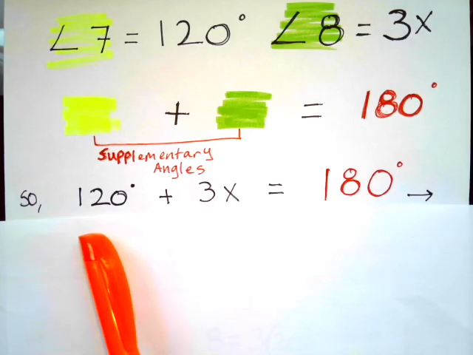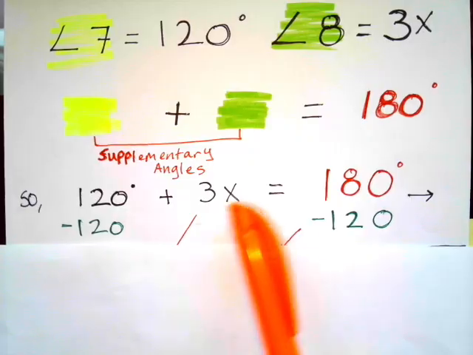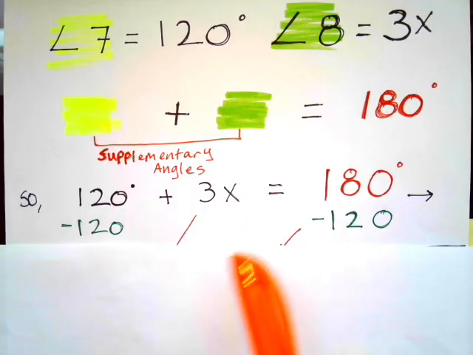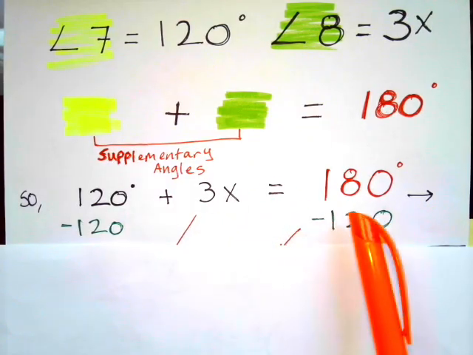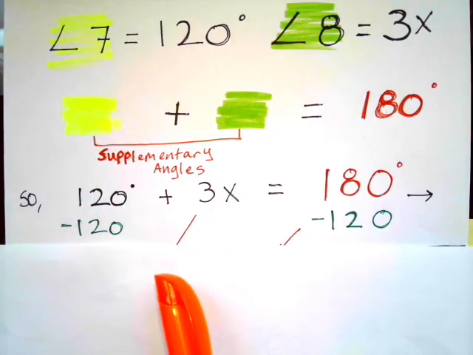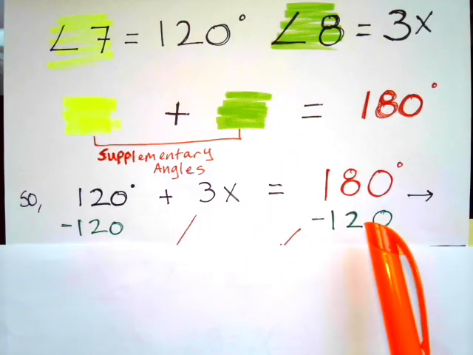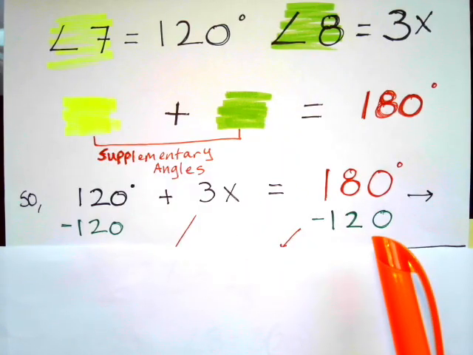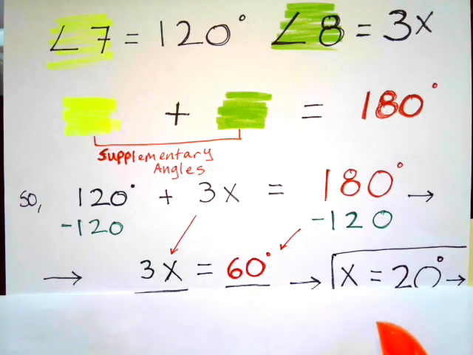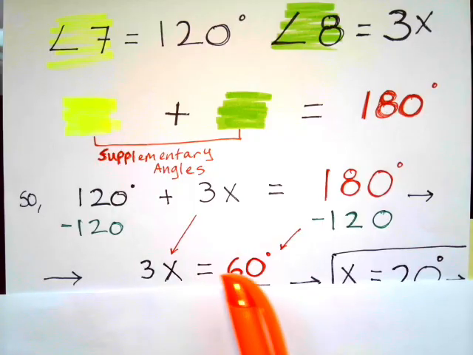So, okay, the opposite of a positive 120 is to subtract 120. But it's not just to one side of the equal sign. I have to do it to both sides. 120 minus 120 is 0. I'm left with 3x. I'll bring that down in a moment. Equals 180 minus 120 leaves me 60. I'm going to bring that down right now. So now I'm left with 3x equals 60.